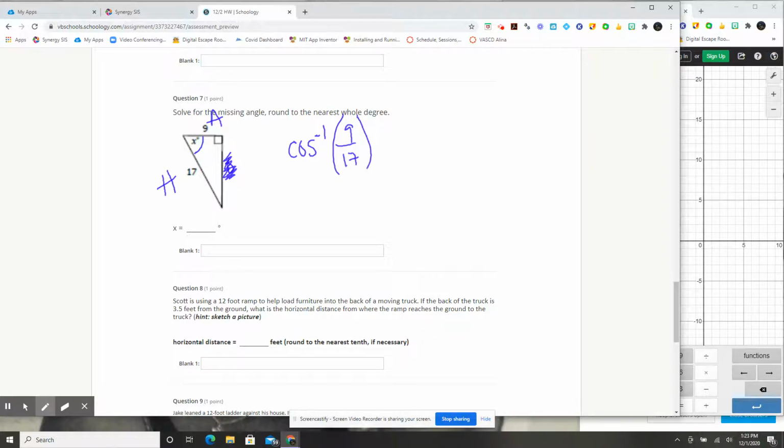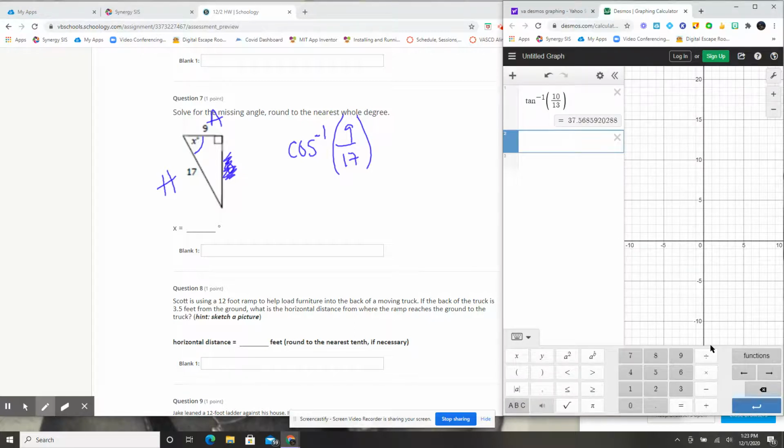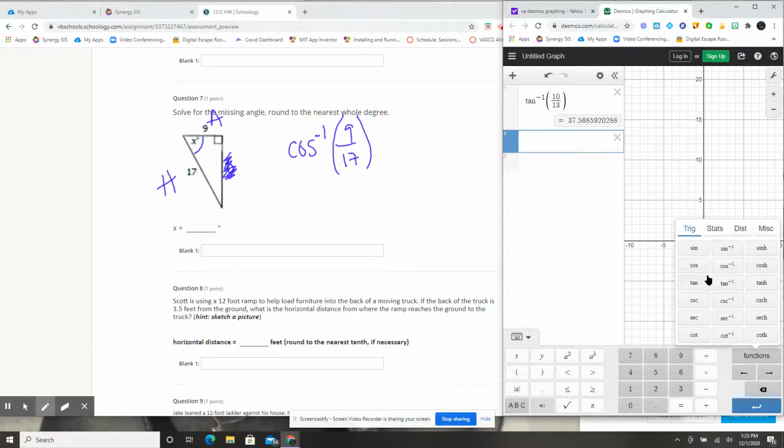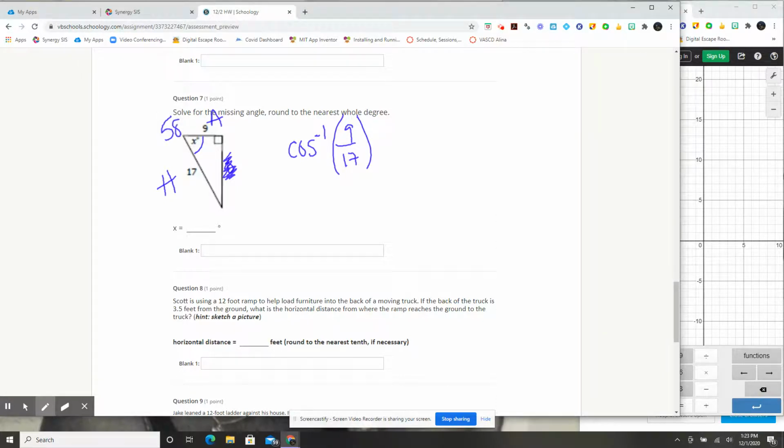9/17. Feel free to pause me, do it yourself, come back, make sure you know how to do it. Like, this is not me doing the work for you. This is you checking your work after you've already done it. So 9 divided by 17, and that's going to give me 58.